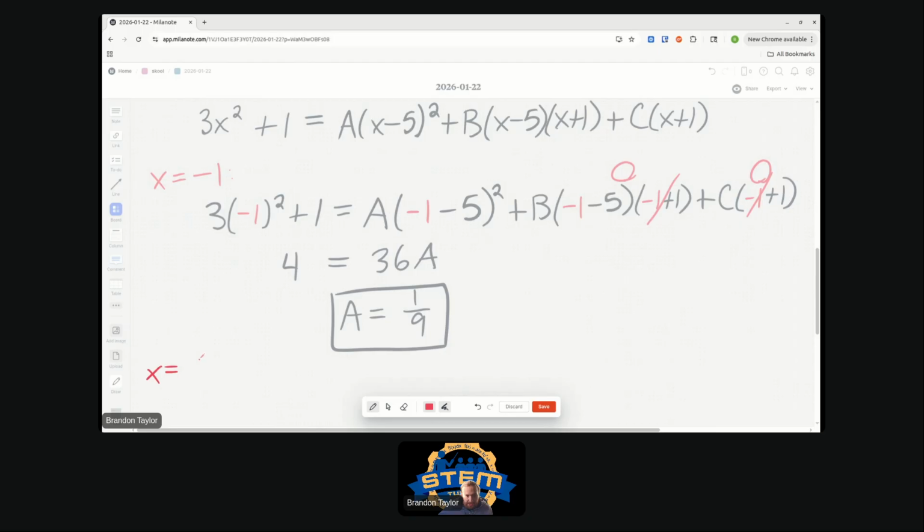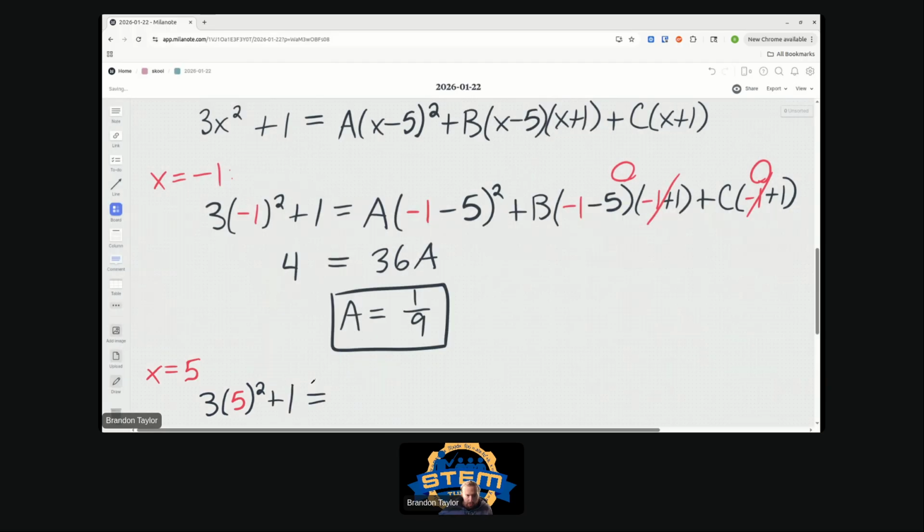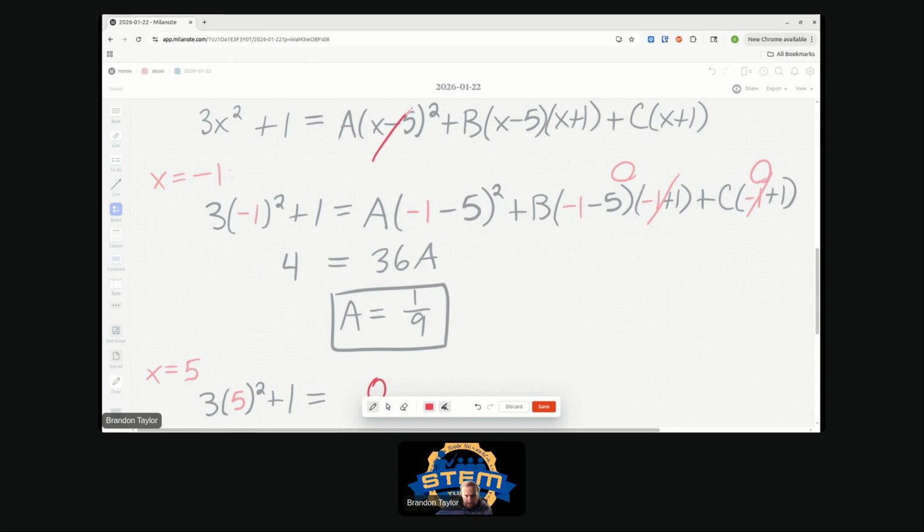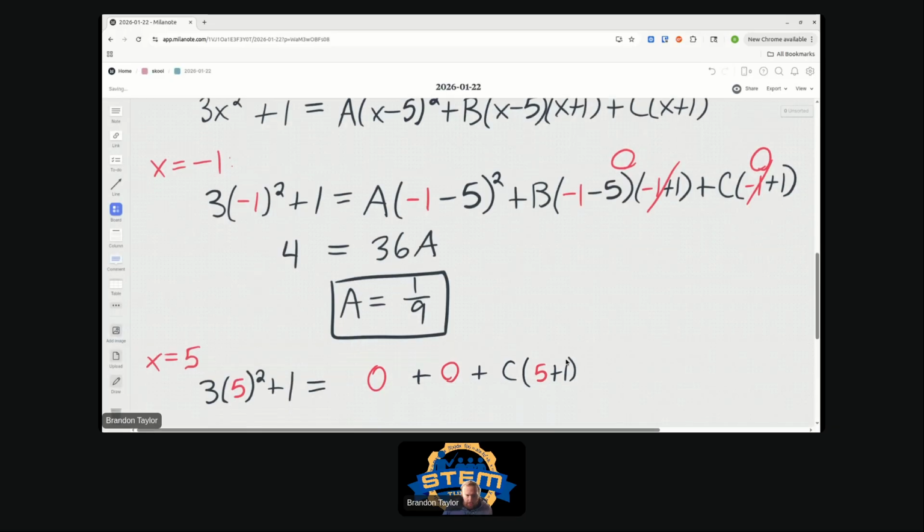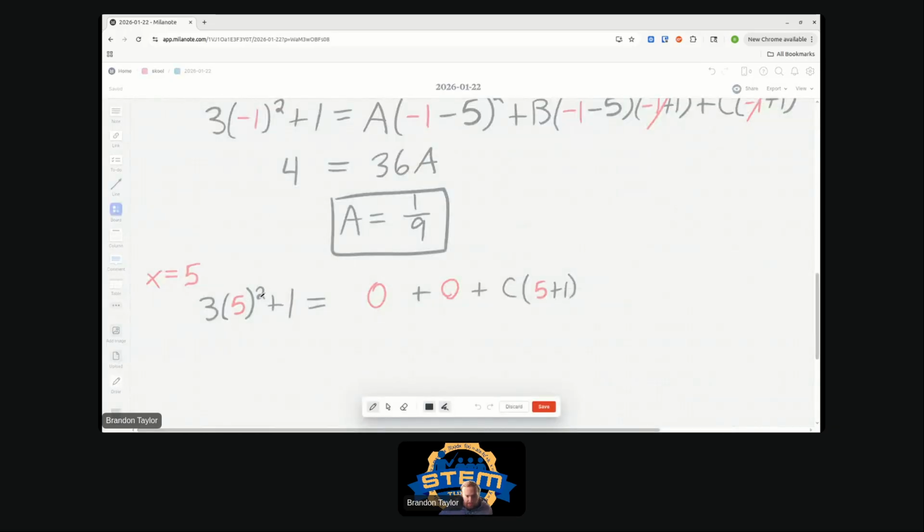So if we just cleverly make that 0 by plugging in x equals 5, what will happen? We'll get 3 times (5 squared plus 1) equals, and I won't write it all out this time, but we'll get 0 because that's going to cancel out, right? So 0 plus 0, and then plus C times (5 plus 1). So in other words, what is this going to be? This is going to be 25. So 5 squared, 25 times 3, 75. Plus 1, 76 equals 6 times C. And then you can say C is obviously 76 over 6. What is that?